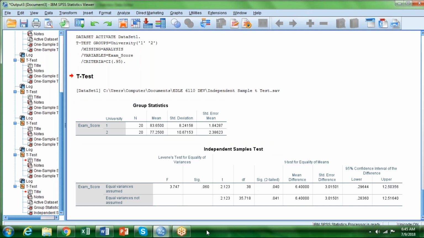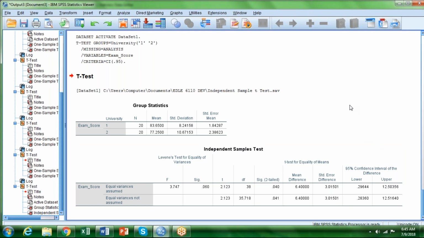And we can look down here and see our F value is 3.0747. Significance is 0.06, and a t is 2.123, and degrees of freedom 38. Here's a two-tailed 0.040, our mean difference, our standard error, and then our 95% confidence interval of the difference.